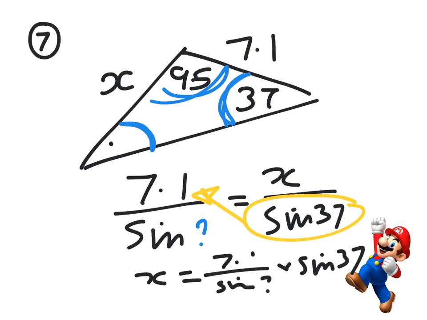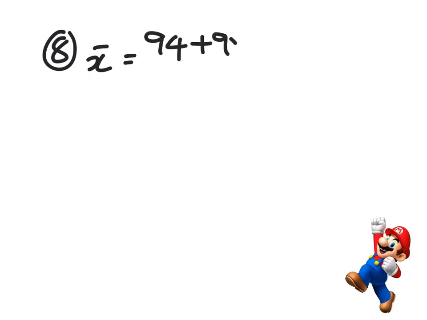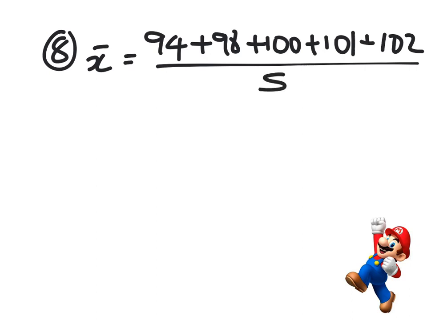Nice and easy. Lastly, number 8, save the best to last. Nice wee doddle for you to finish off with. So work out x bar by finding the average. So 94, add 98, add 100, add 101, add 102, divided by 5. Right, you can do that in your calculator.